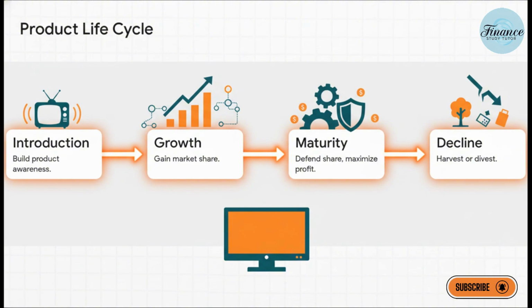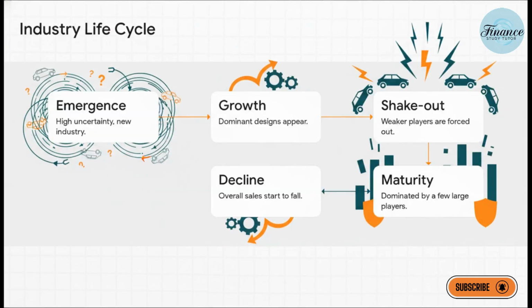Think about the television, from a new black and white box to the growth of color to the maturity of it being in every home, and now the decline of old school sets as smart TVs take over. Your strategy has to change with each stage. Now, this is super important. Don't get this mixed up with the product lifecycle. They're related, but they're different.